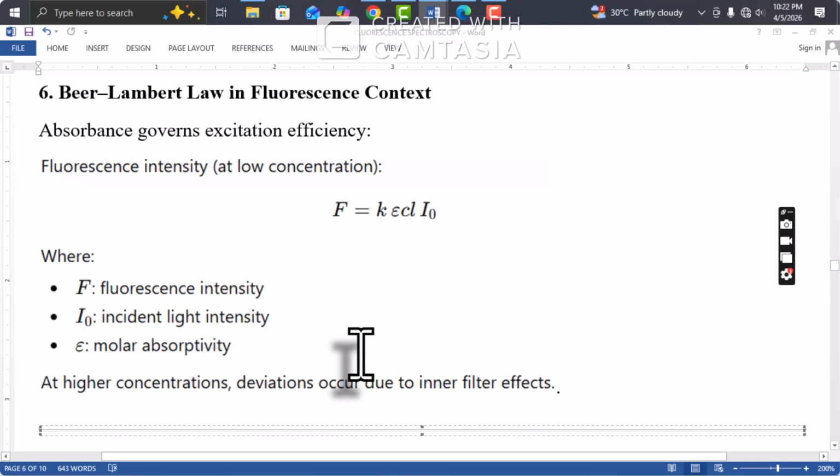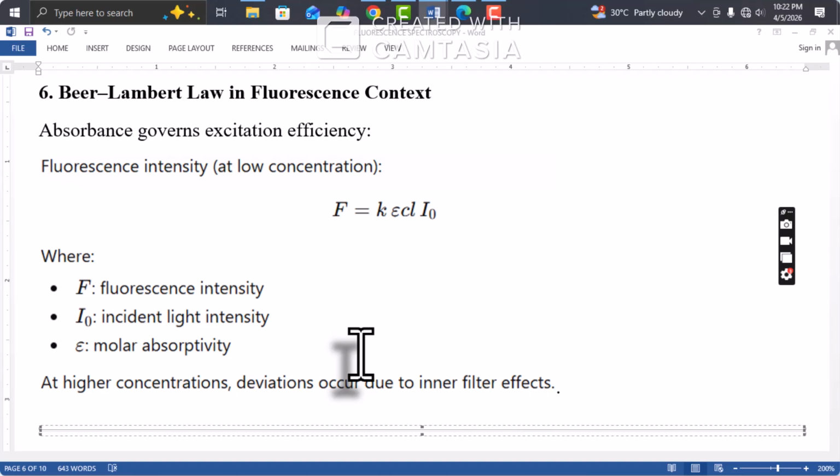Next we have the Beer-Lambert law in the fluorescence context. That's for molecular spectroscopy, where we're talking about UV, but I think other lecturers will talk about this. Beer-Lambert's law is the relationship between absorbance and concentration. But also for fluorescence, there's a relationship between fluorescence intensity and concentration.